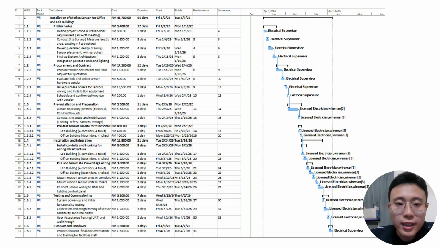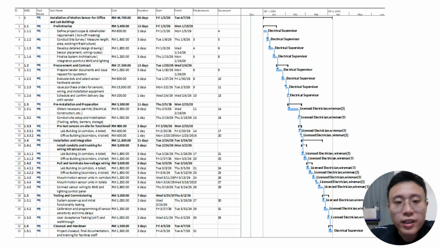So this project will be divided into 6 main phases, which are arranged sequentially to ensure a smooth workflow and minimal disruption. In phase 1, I will classify it as preliminaries. This phase will focus on project initiation and planning. It includes defining the project scope, conducting site surveys, preparing detailed design drawings, and finalizing the system architecture. This phase ensures that all the technical and stakeholder requirements are clearly established before moving forward.